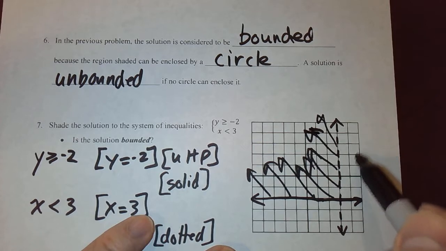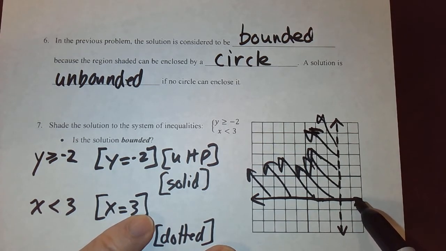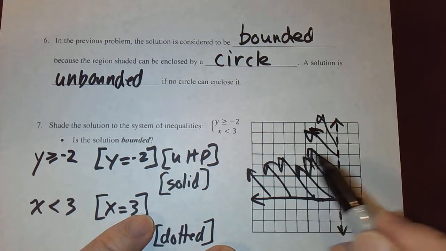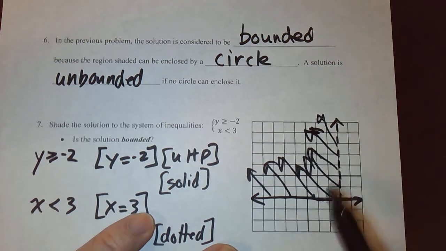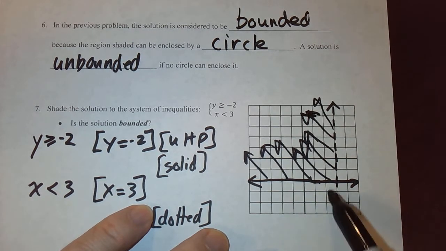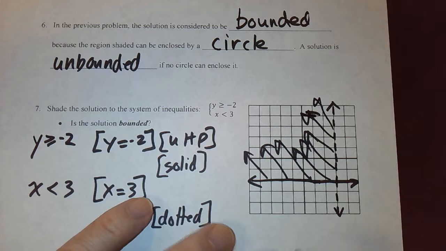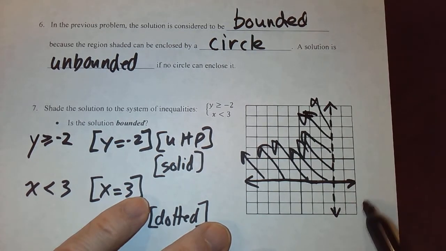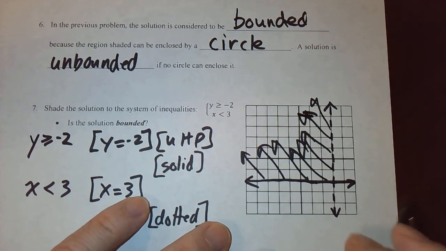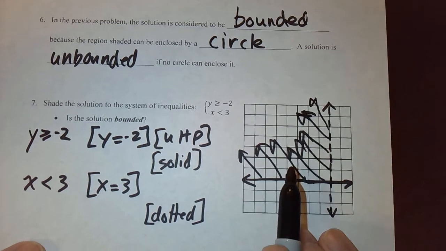I would not shade this region. It is above the solid line, but it is not to the left of the vertical line. I will not shade this region either. Oh, it is to the left of the vertical line, but it's not above the solid line. This region is neither. It is not above the solid line, and it is not to the left of the vertical line. Okay, so that is the solution graphed.